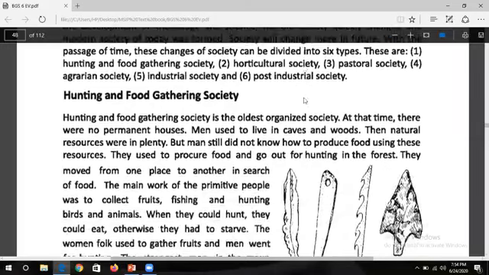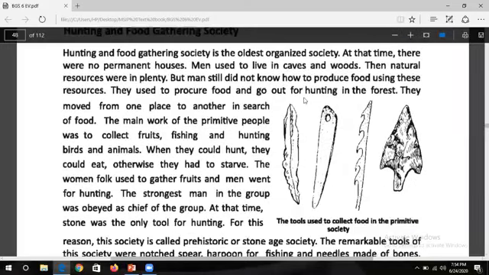Hunting and food gathering society. Hunting and food gathering society is the oldest organized society. At that time, there were no permanent houses. Men used to live in caves and woods. Their natural resources were in plenty, but man still did not know how to use them.